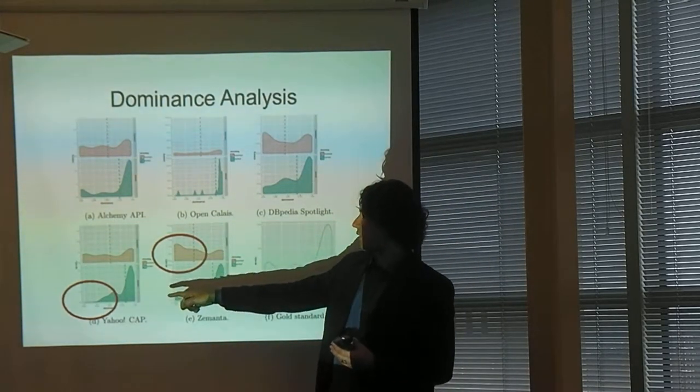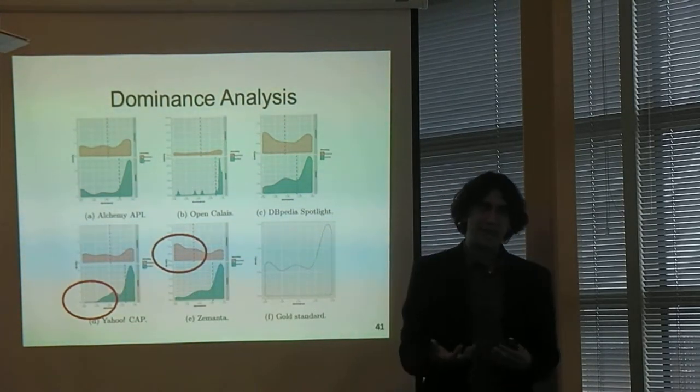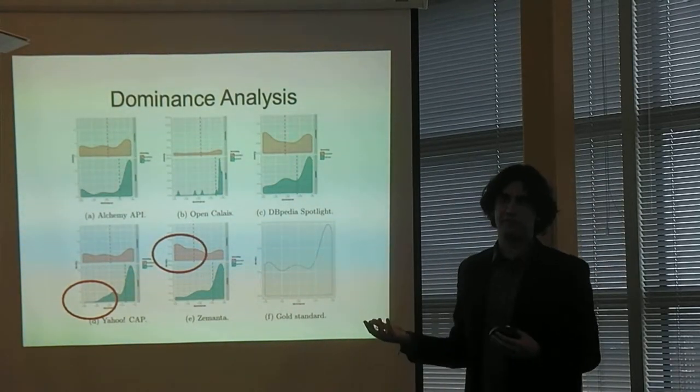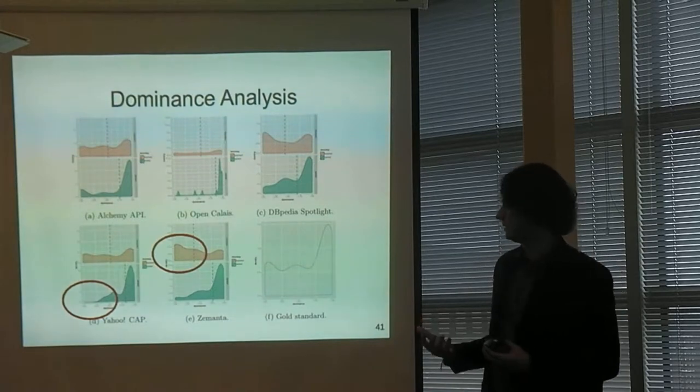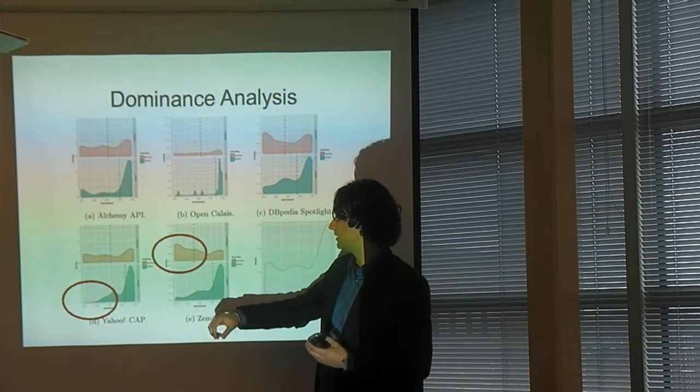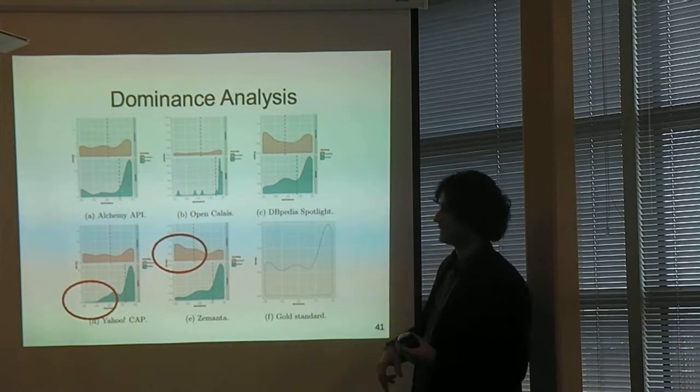Yahoo loses performance not because they make a lot of mistakes, but because they back out from disambiguating those. They seem to have a focus on more well-known entities. So they make fewer correct annotations, and they make fewer incorrect annotations.